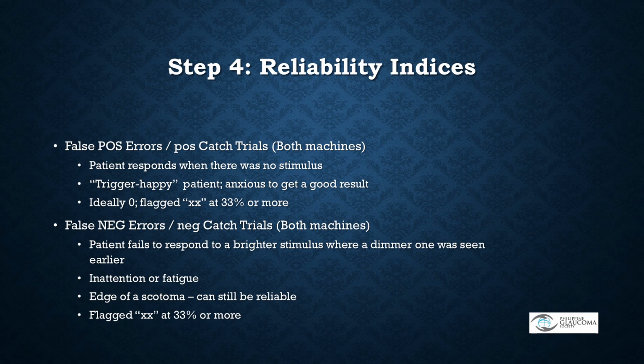False negative errors or negative catch trials are when the patient fails to respond to a brighter stimulus when earlier they had responded to a dimmer stimulus. So this could be that the patient is no longer paying attention or fatigued later on, because this is later on in the test. Or it could be the edge of a scotoma, in which case your high false negative errors or high negative catch trials would not be an indicator of poor reliability, or the test would still be reliable. So the Humphrey will also flag it as XX if it's at 33% or more.